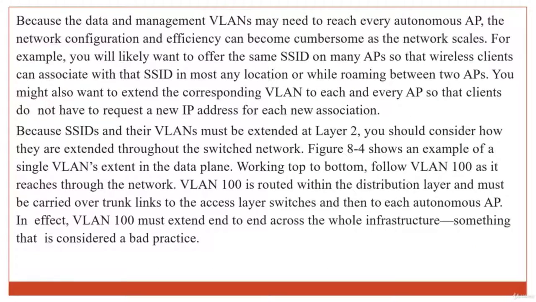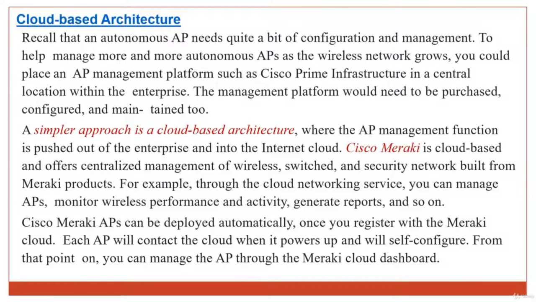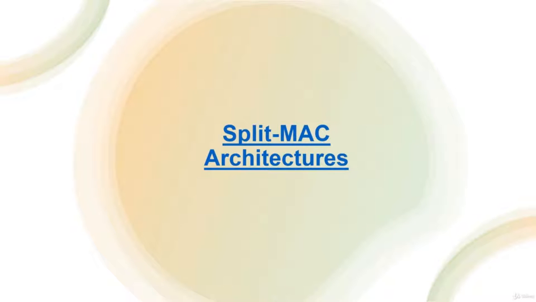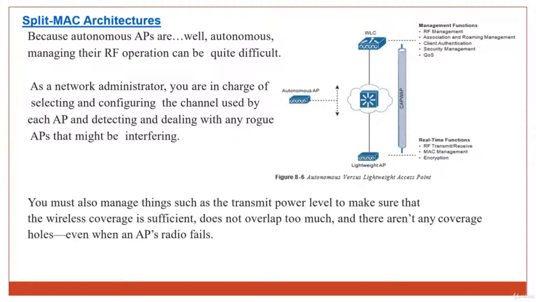autonomous architecture that evolved to cloud-based architecture. And finally, that is our interest for this particular course, the split MAC architecture, where we have the wireless LAN controller, WLC. Okay, so now here in the diagram, you can see that you have two access points. One is the autonomous, that evolved from autonomous architecture. And then we have lightweight access point, where they have given their brain to the central location, that is the WLC. So from WLC, what are the things we can do?